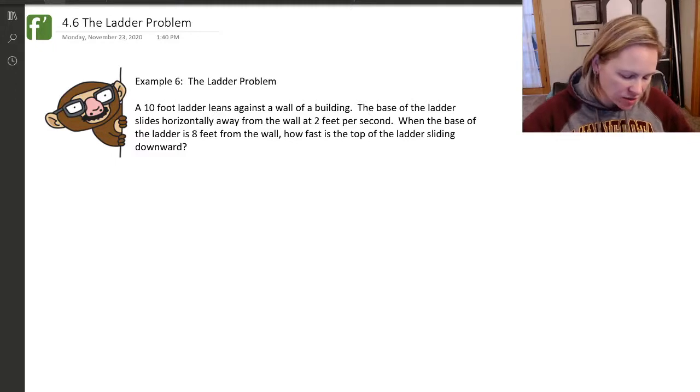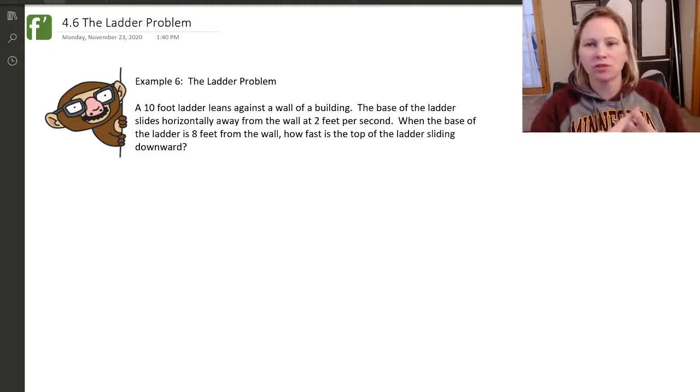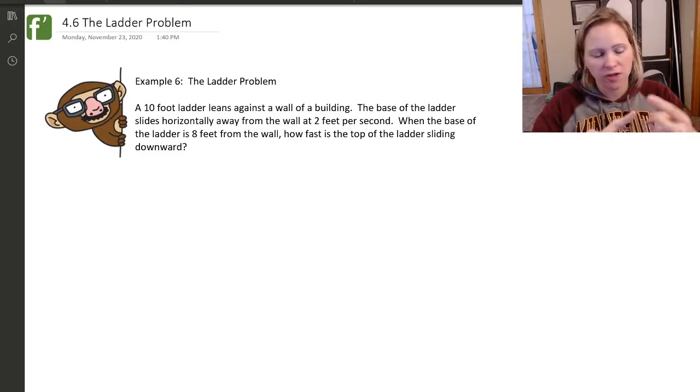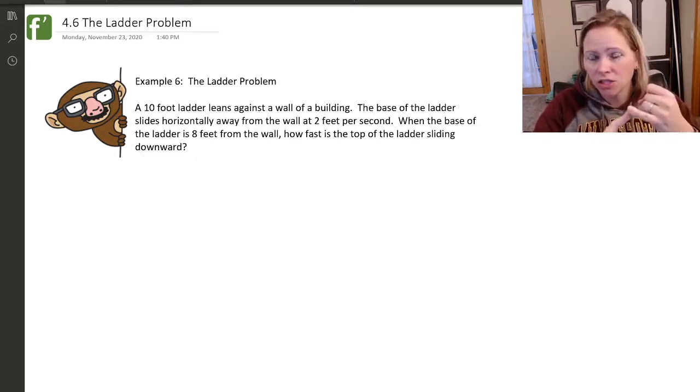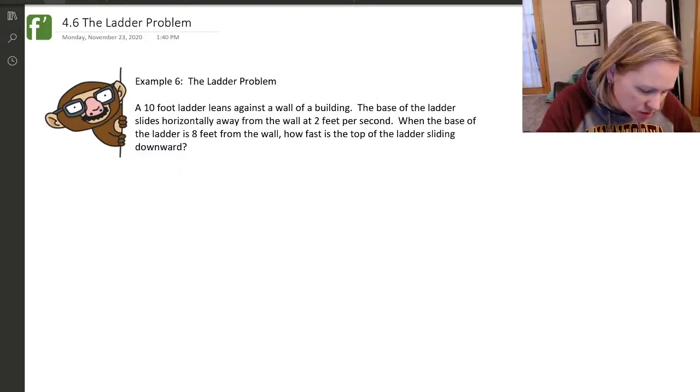And so the idea here is you want to draw a picture. With every related rates problem, we draw a picture, we write down what we know, we figure out what we want to know, we write an equation, and then we differentiate with respect to time before plugging in all of our information to try to solve for that unknown. So let's get started. Let's draw a little picture.